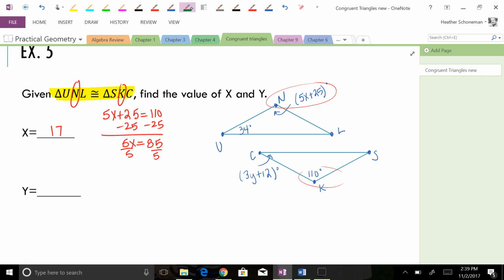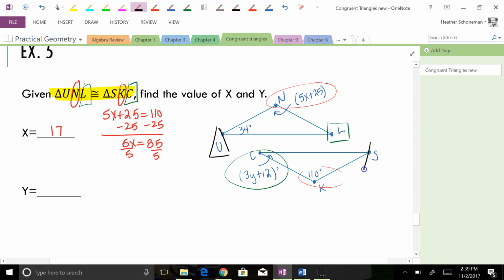Let's see if we can find y. Y is right here in C. C matches L. And if I look at my picture, oh, I don't know L. Okay? But let's see what we know. U has to match S, right? And U is 34. So if this angle K is 110 and this is 34, we can find angle C. So I'm going to do 180 minus 110 minus 34.